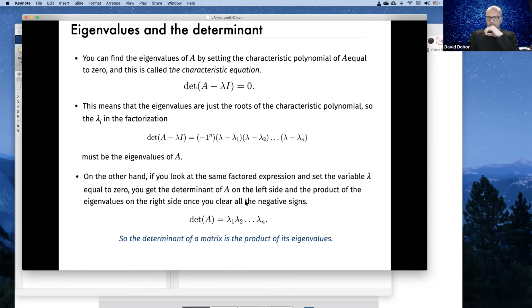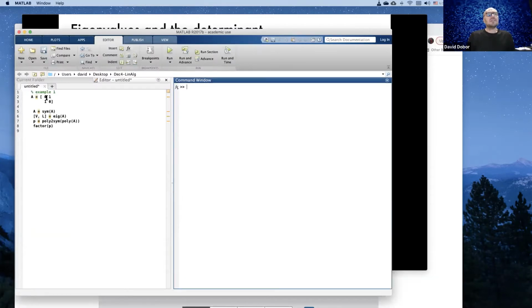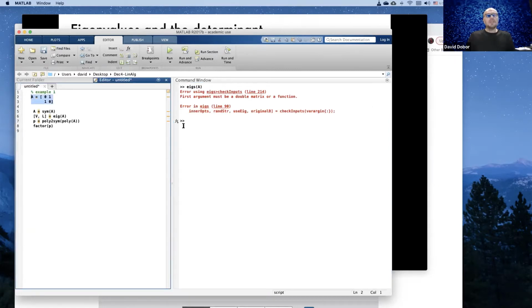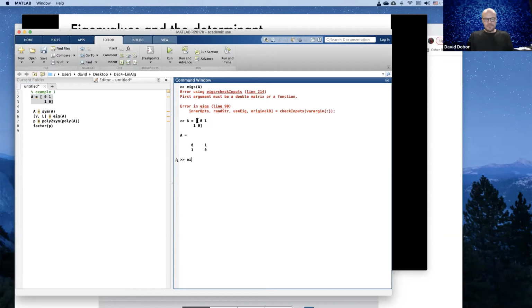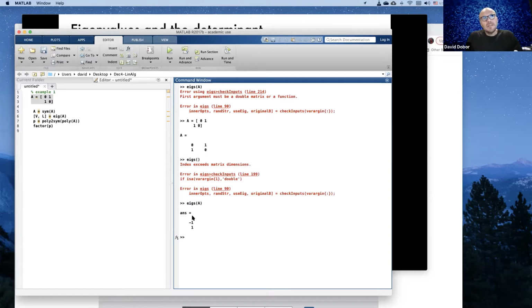Okay, so that is correct. The sum of the eigenvalues is the trace of the matrix. So we can check it with that example here in Matlab. For example, what's the trace of this matrix? 0. What were the eigs of A? Minus 1 and 1. Minus 1 and 1 sum up to 0. The trace of this matrix, 0, is the sum of the eigenvalues.